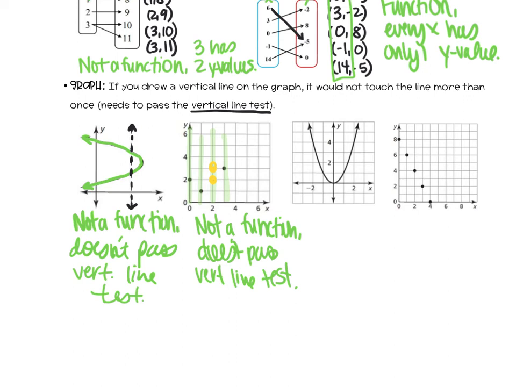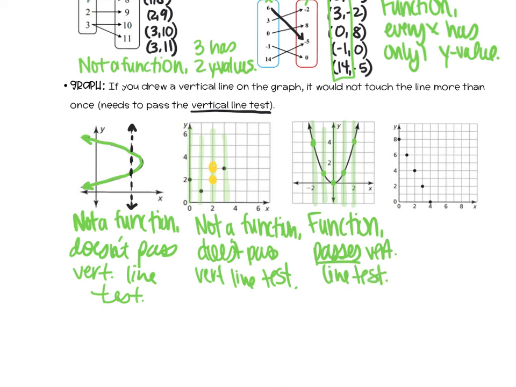All right, the third one here. So if I took my vertical line and I just dragged it along here, that does pass. So that's an example of a function, because it only touches right here, and then this one touches there and there and there and there. Okay, so lots of options. So I would say it's a function, it passes vertical line test.